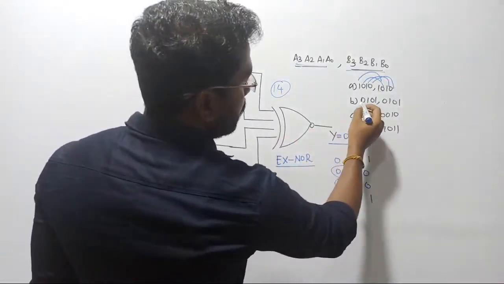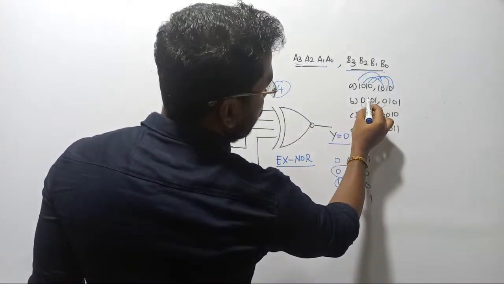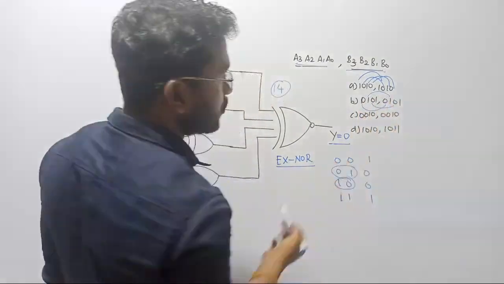Let's try and figure out with the second case. In the second case, 0 0 and then 1 1, 0 0, 1 1, that is also not correct.